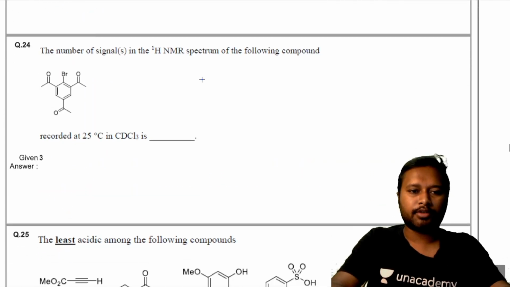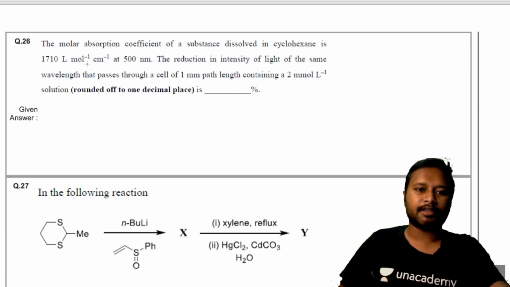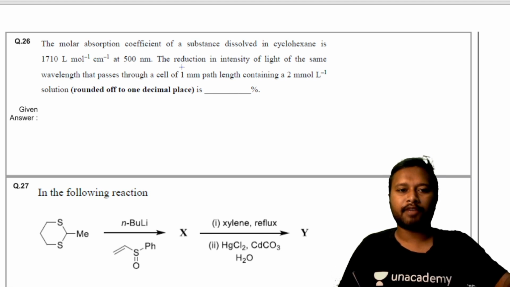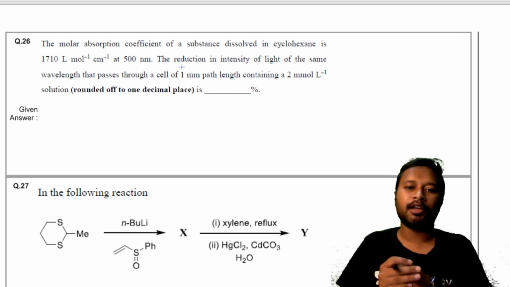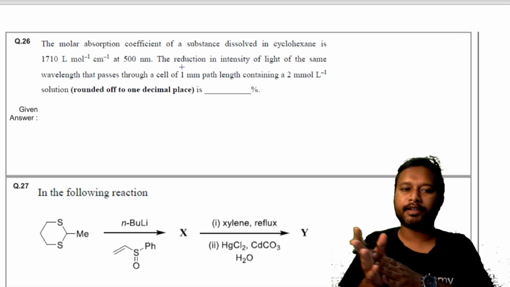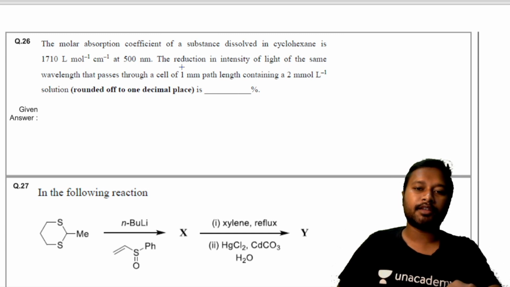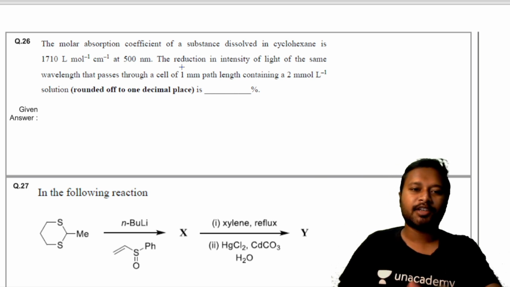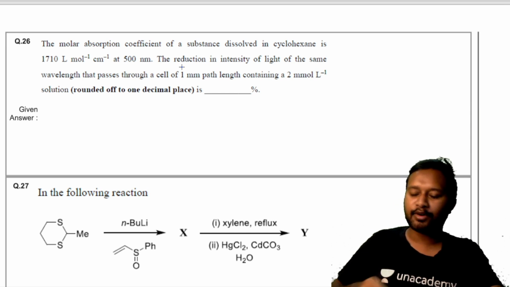The next NAT which we have is this. It says that the molar absorption coefficient of a substance dissolved in cyclohexane is 1710 liters per mole per centimeter at 500 nanometer. What is the reduction in the intensity of light at the same wavelength that passes through a cell of 1 millimeter path length containing 2 millimolar per liter solution? So let's try to do this. I have solved all the questions, so I am just taking my reference from there.